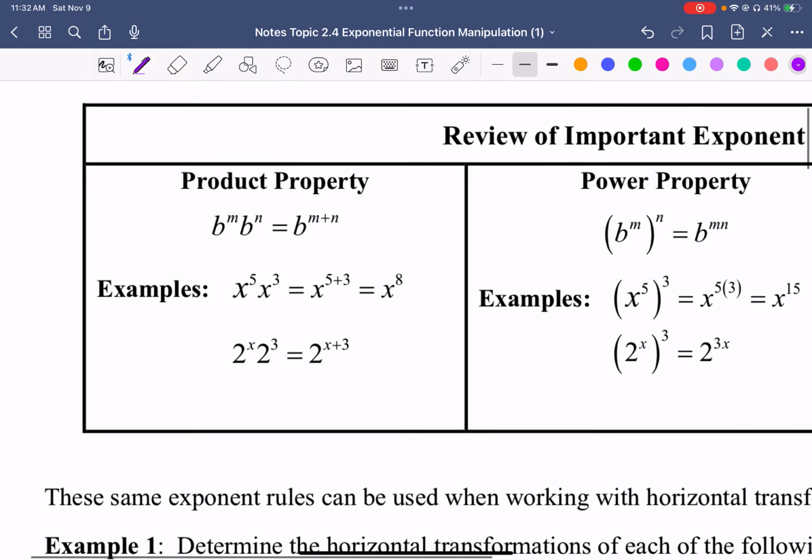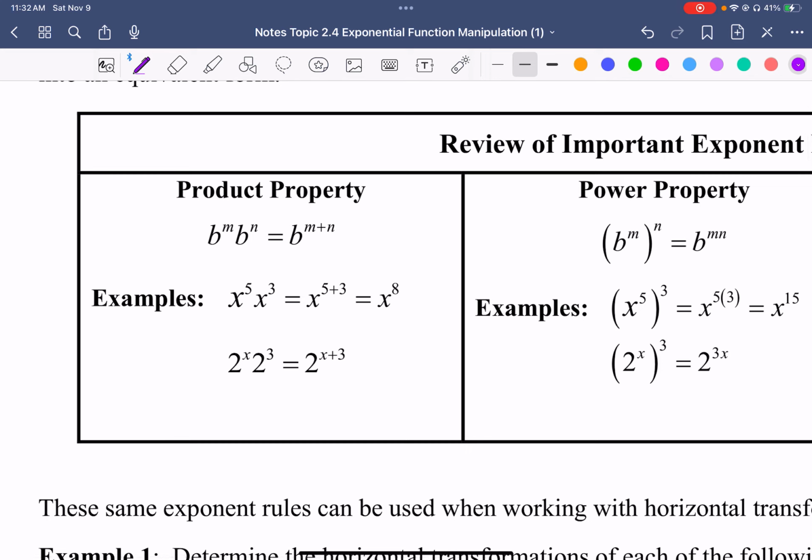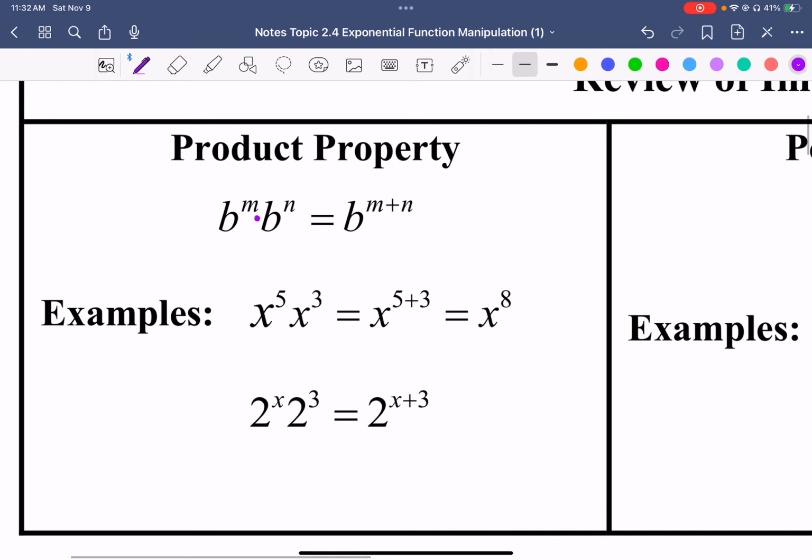The first one is the product property, which says that b to the power of m times, there's an imaginary times here, times b to the power of n is equal to b raised to the power of m plus n. So all this means is that if you have the same base and the two numbers are being multiplied together, all you need to do is add the exponents.